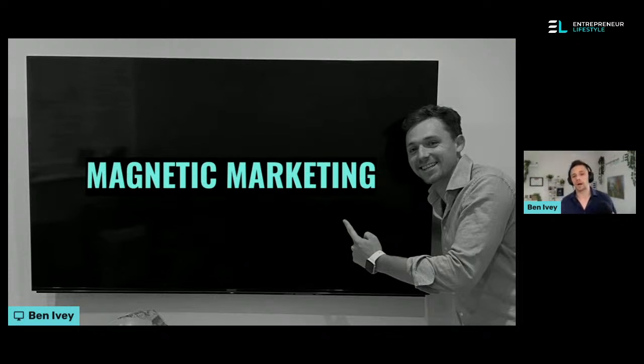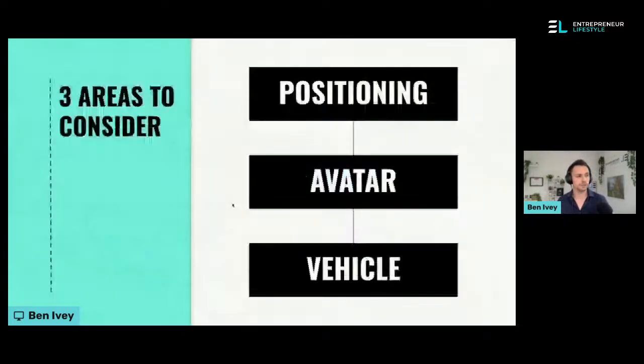So magnetic marketing, what do I mean by this? There's really three key areas that I want us to be able to dive into today. We've got positioning, avatar, and vehicle. We're going to go into the magnetic marketing first, and then we're going to be diving into actually that client generating machine. Like, what are some of the things that need to be in place?